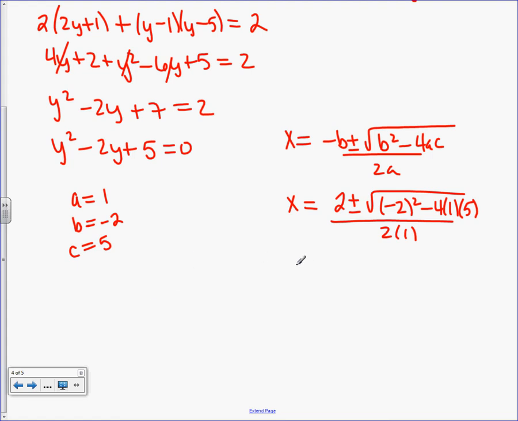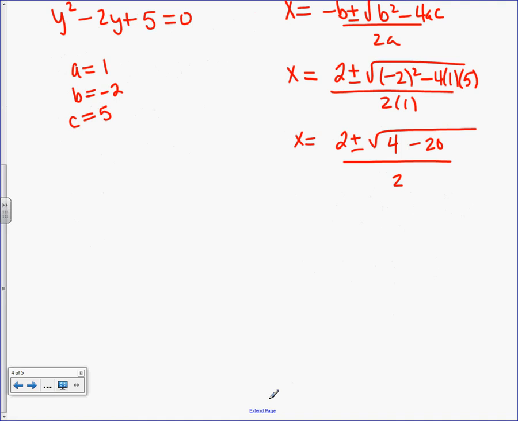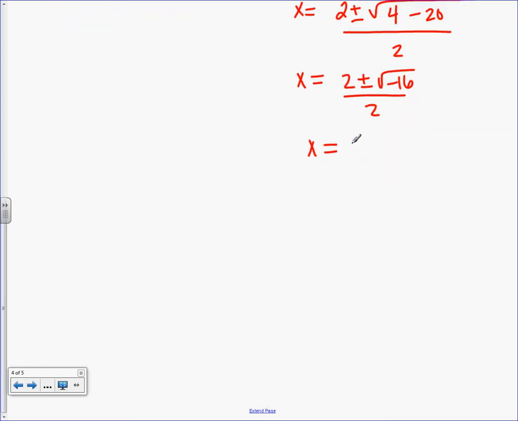Okay, so order of operations is PEMDAS. Technically parentheses come first, but really that means grouping symbols. So our square root is a grouping symbol. So negative 2 squared is 4 minus 20 over 2. Is everybody okay with where we are right now? What's 4 minus 20? Negative 16. What's the square root of 16? 4. So what's the square root of negative 16? 4i. So x is equal to 1 plus or minus 2i.